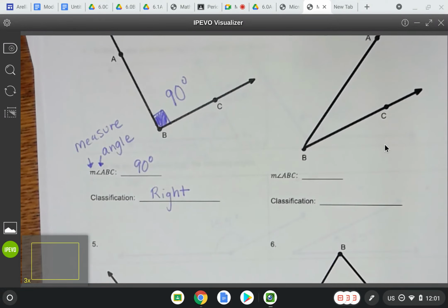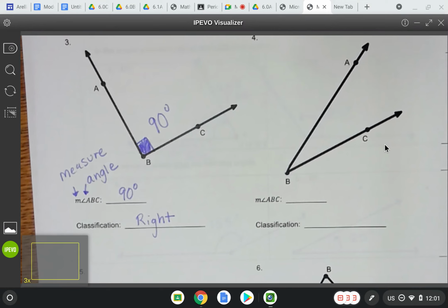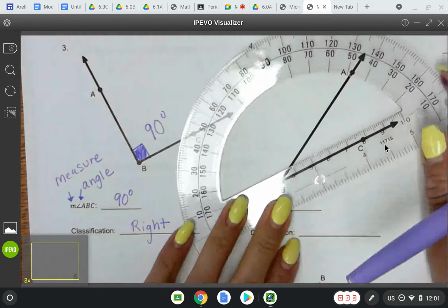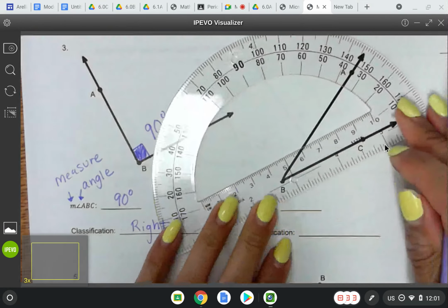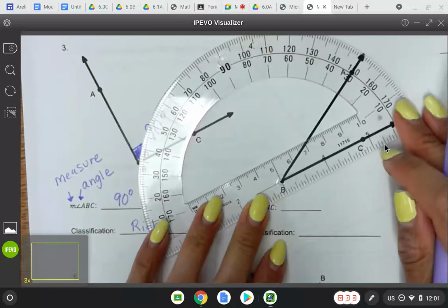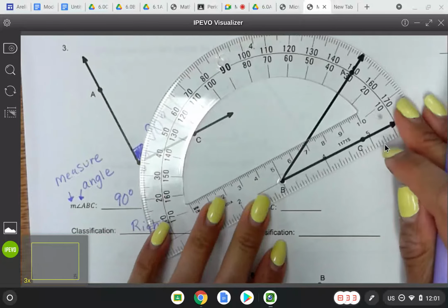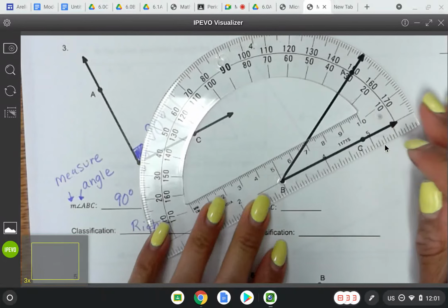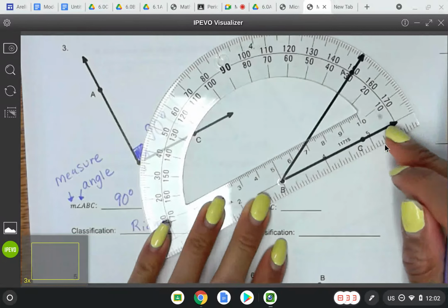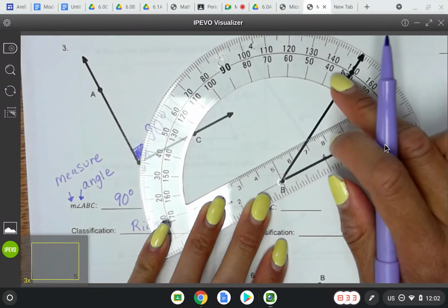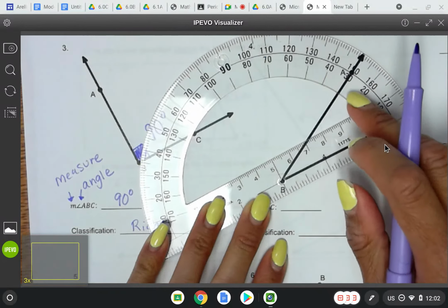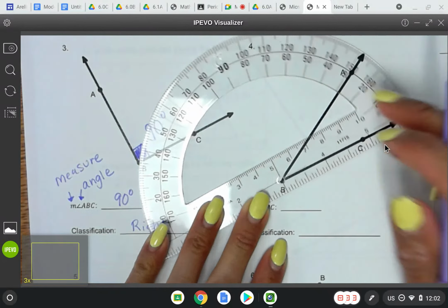Okay, number 4. So again, we're going to take our protractor and line it up with our vertex. Then line up our horizontal with 0 degrees. And 0 degrees would be the bottom row. So I'm going to go counterclockwise, and that angle measures 30 degrees.